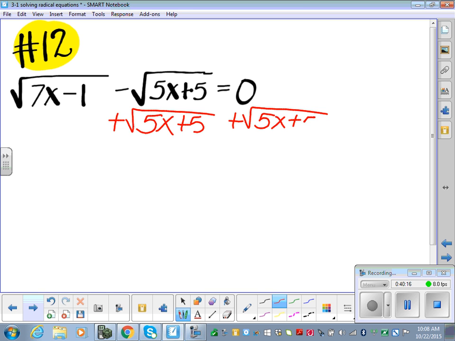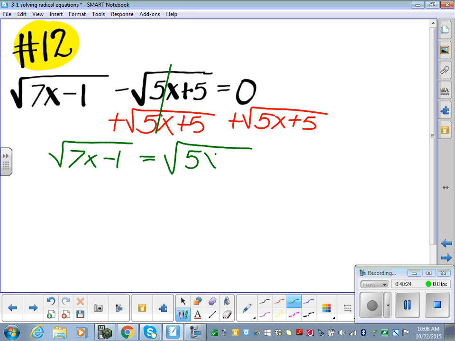Does everybody see what I just did? That adds up to be 0, leaving us with the square root of x minus 1 is equal to the square root of 5x plus 5. Is everybody okay with that? We've isolated the radical. Now you'll undo the radical using the correct inverse. This is the square root. What undoes square roots? Squares. So we have to do it to both sides of the equation.